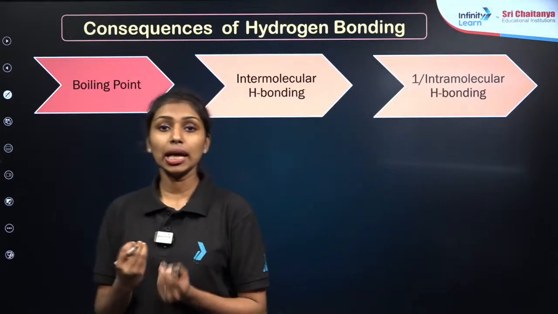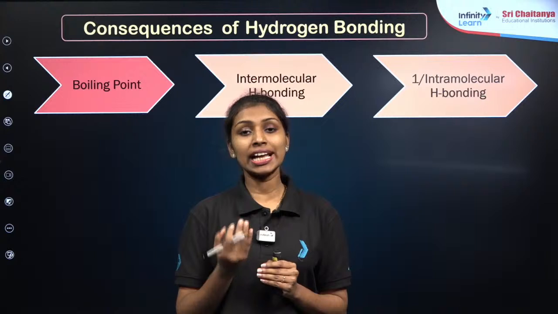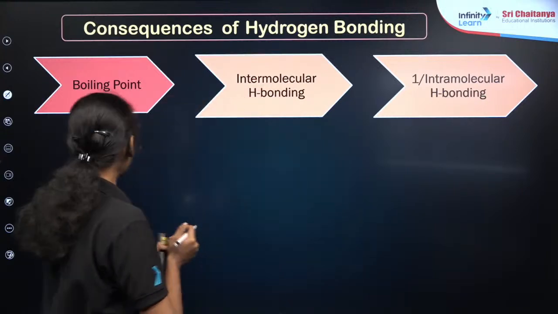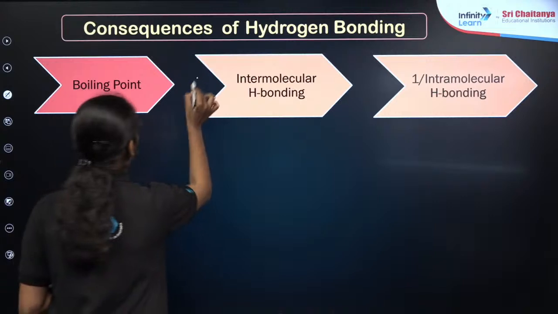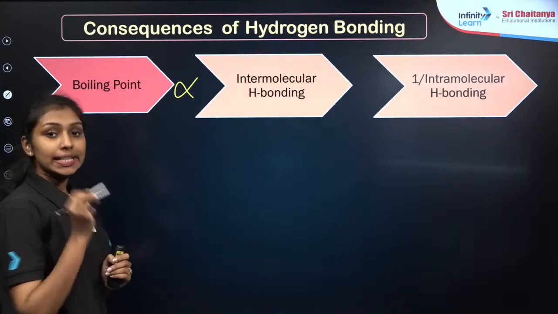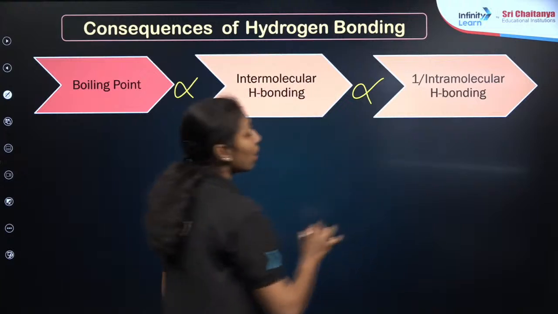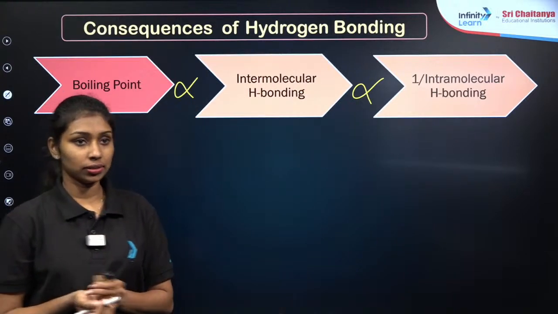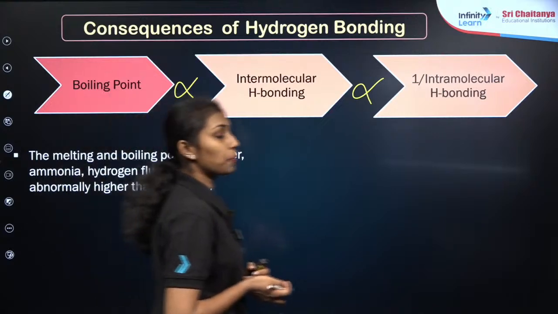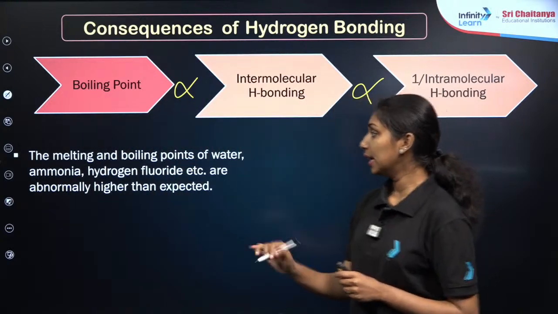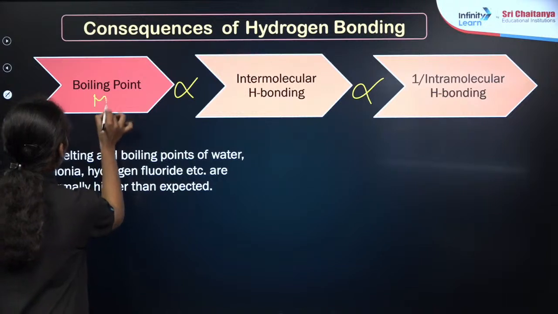Next property is the boiling point, right? How is the boiling point of molecules related to intermolecular as well as intramolecular hydrogen bonding? The same model applies. Boiling point is directly proportional to the intermolecular hydrogen bonding and inversely proportional to the intramolecular hydrogen bonding. The melting point also is affected like this.